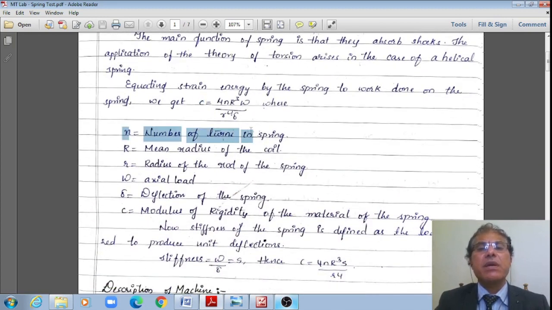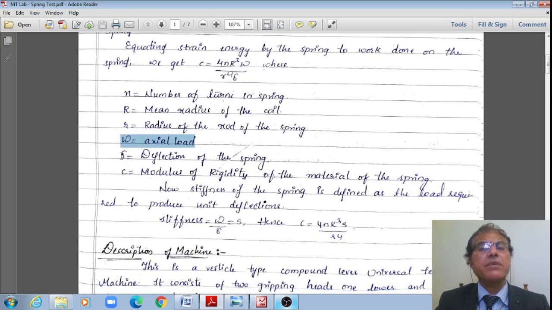Where N is the number of turns of the given spring, capital R is the mean radius of the coil, small r is the radius of the rod of the spring, and W is the axial load. Here we are applying the compression load, and delta is the deflection of the spring.